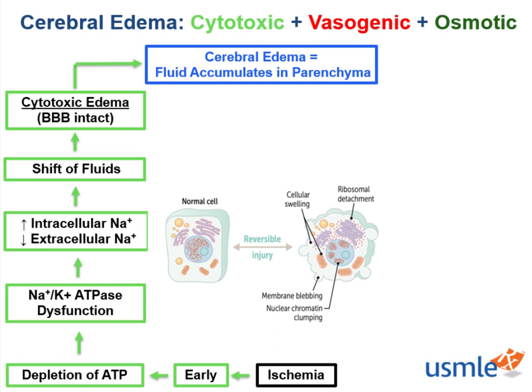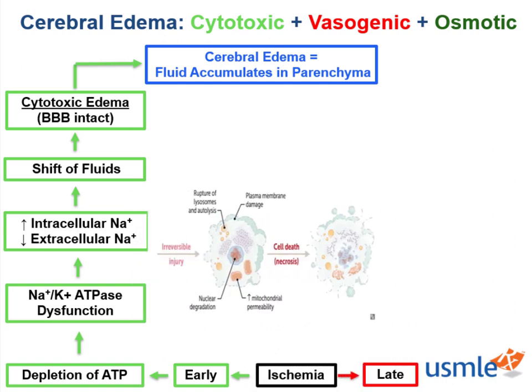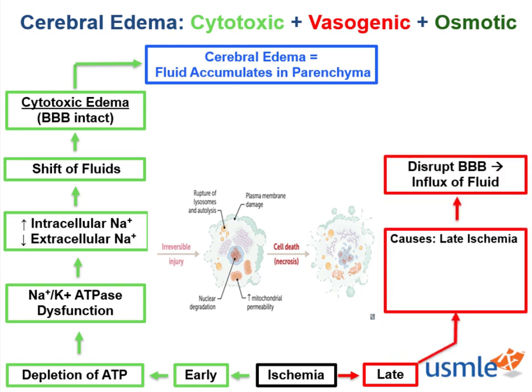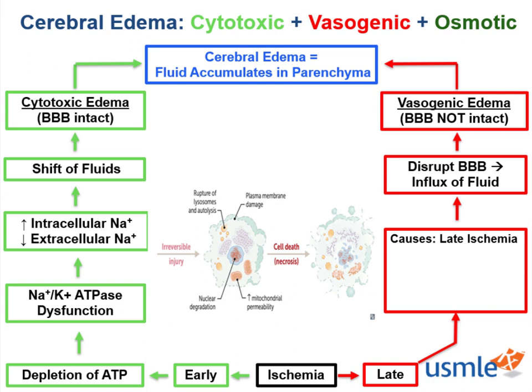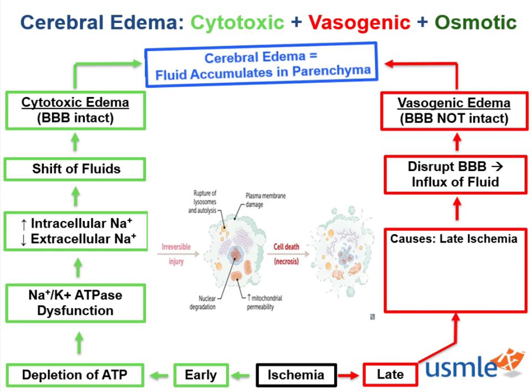As you may suspect, if blood flow is cut off for too long, we enter the late phase of ischemia, where irreversible injuries to cells occur, resulting in necrosis or death of cells of the brain and the blood-brain barrier. With necrosis of those cells in the late phase of ischemia, the blood-brain barrier breaks down, neurons begin to die, and there is an influx of fluid into the brain, a process called vasogenic edema, where the blood-brain barrier is no longer intact, and so we get cerebral edema.